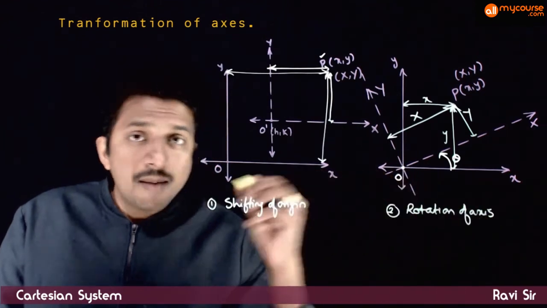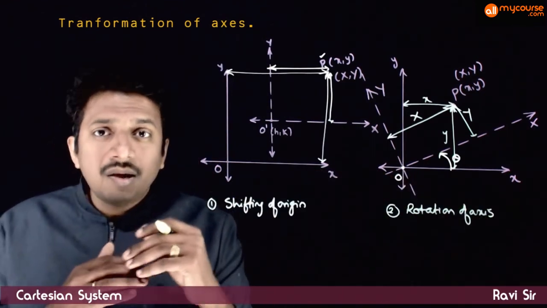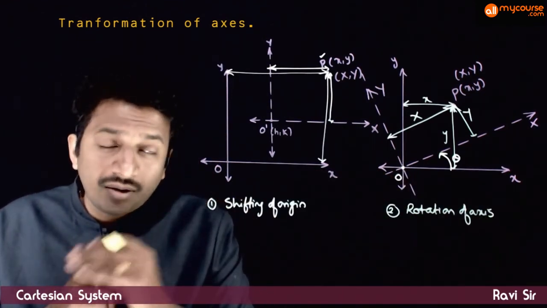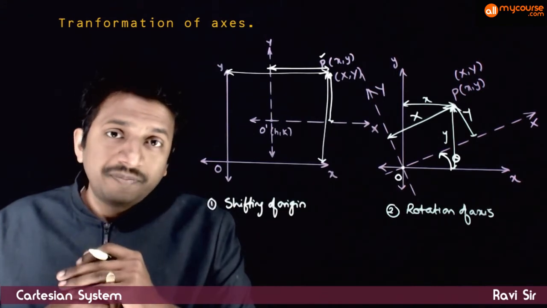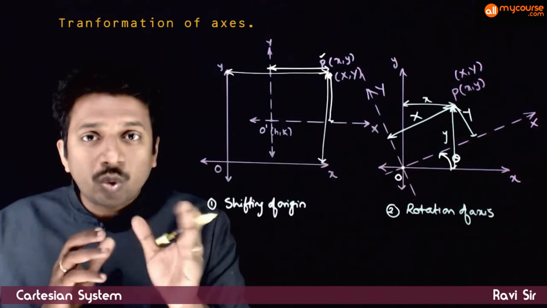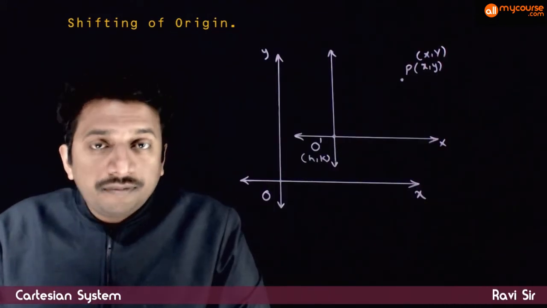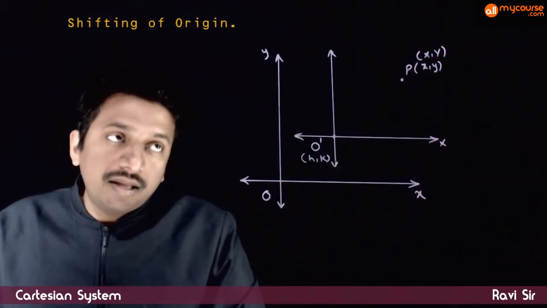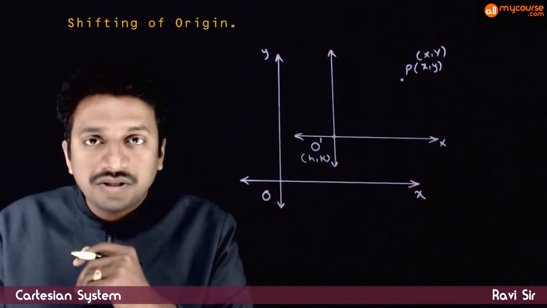So what happens when you shift the origin? What happens when you rotate the axis? Now let us try to understand these two operations one by one. The first operation that we're going to look at is shifting of origin.